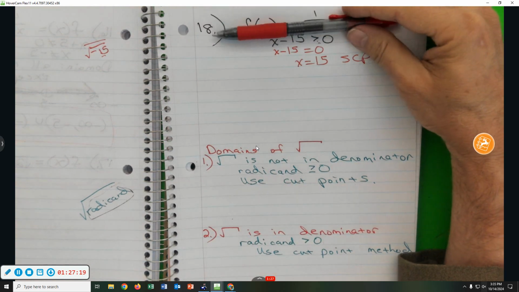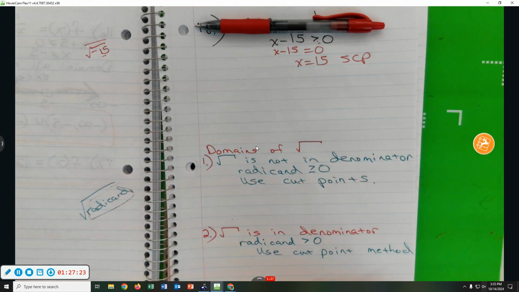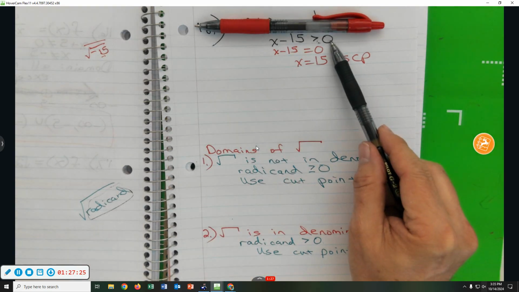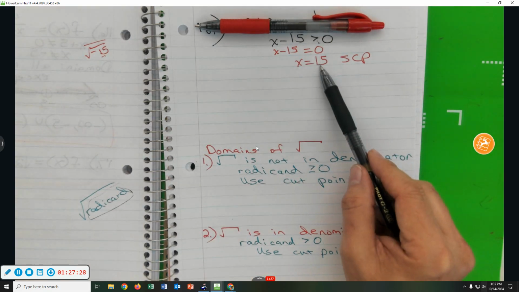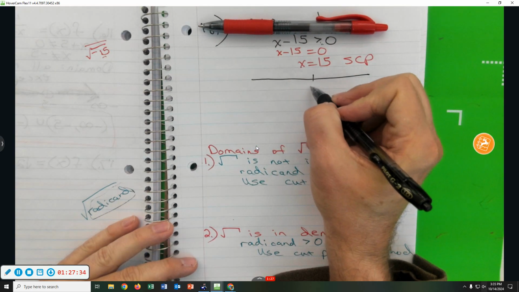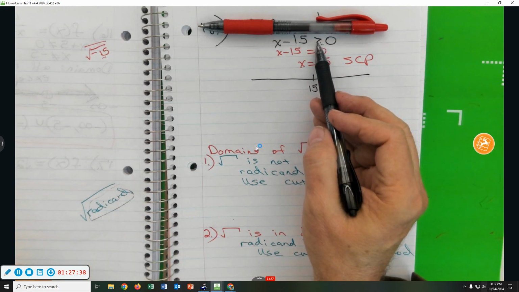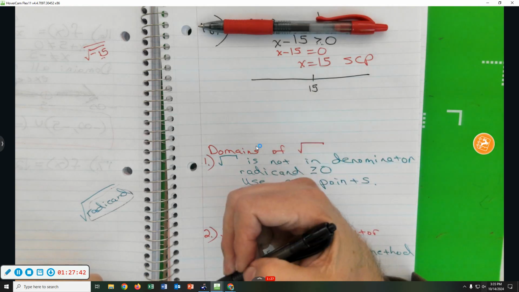And notice, once I set up the inequality, I'm not looking back at the original problem. Here's my inequality that I'm solving. I find my solution cut point. I draw my number line. There's 15. Open or closed? Look at the inequality we used. Will it be open or will it be closed? Open.